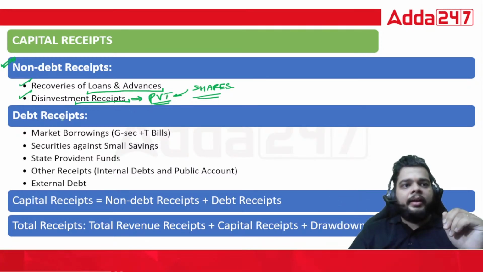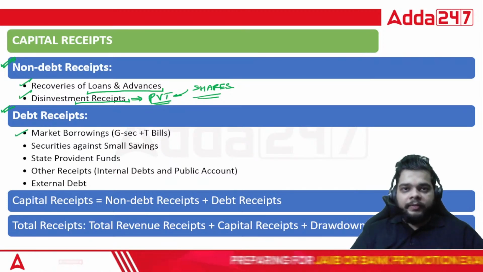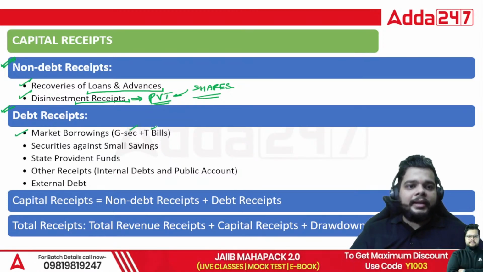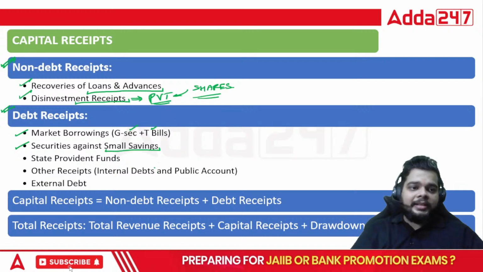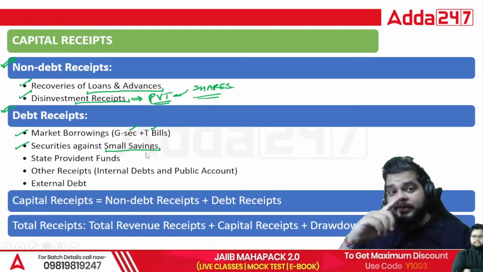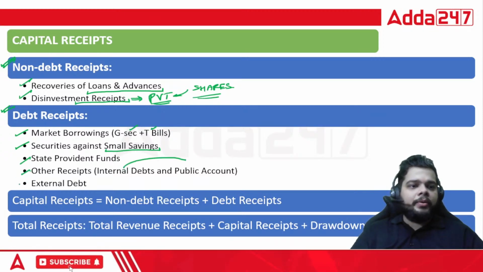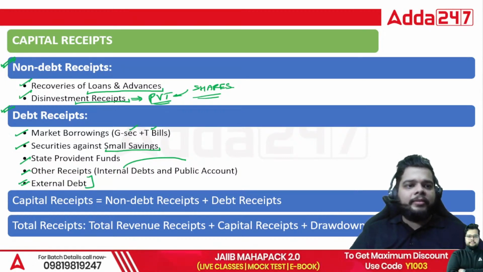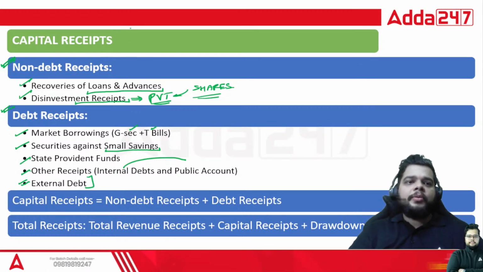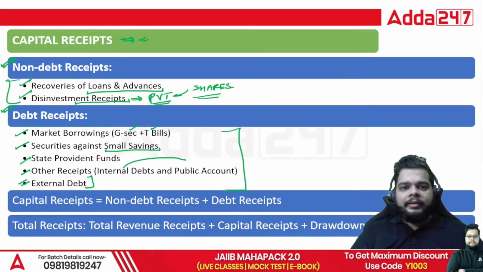So that is non-debt receipt. Another category in the capital receipt is debt receipts, which are market borrowings, whatever you are borrowing from the market, be it the GSEC or for that matter treasury bills. Then we have the securities against small savings as well. They are also part of your debt receipt. Then the state provident fund, other receipts like internal debt and public account, as well as the external debt. All these clubbed together will be termed as your debt receipt. And when I talk about the capital receipt in total, what will be the formula? It will be the addition of non-debt receipt plus debt receipt.